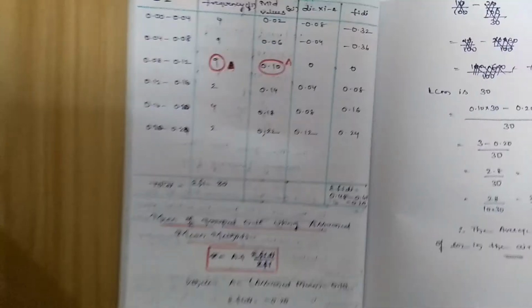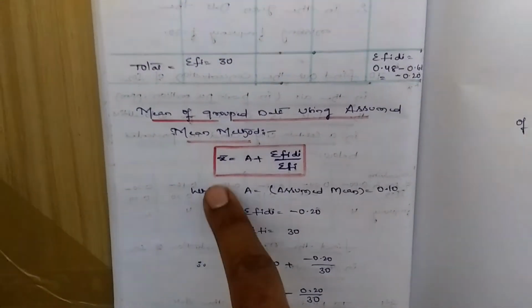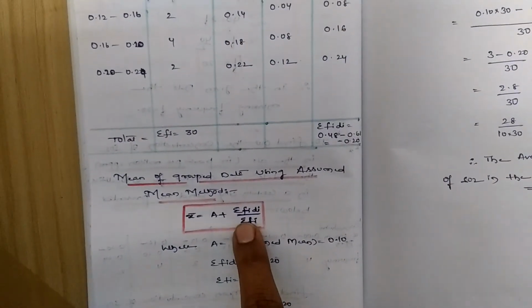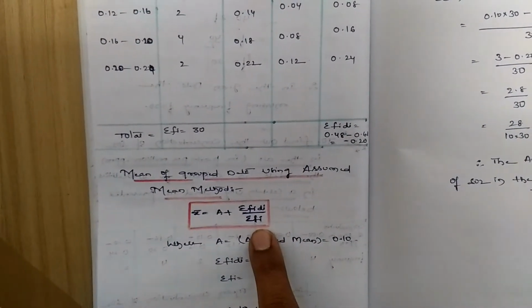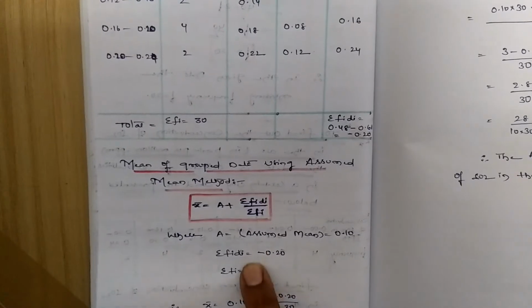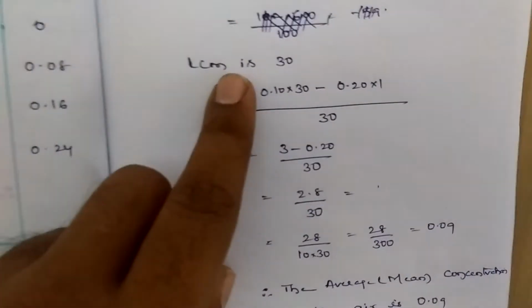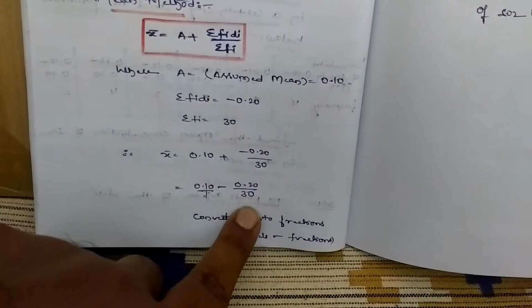Okay, students. So what is the formula to find the mean of grouped data using the assumed mean method? Here the assumed mean we have taken as 0.10, summation FIDA we got as minus 0.20, and summation Fi we got as 30. Substitute all the values in the formula, students. So what do we get? Here the LCM is 30, students.